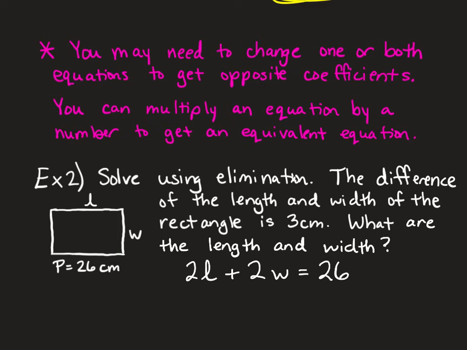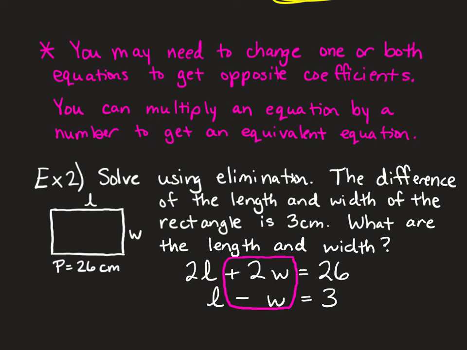We're also told that the difference of the length and width is 3 centimeters. So difference just means subtract. Length minus width equals 3. And so we've got a system set up. Now in our information it says we may need to change one or both equations to get opposite coefficients. So I'm going to look at this a minute. Notice in these W terms that they're already opposites. One's positive, one's negative.